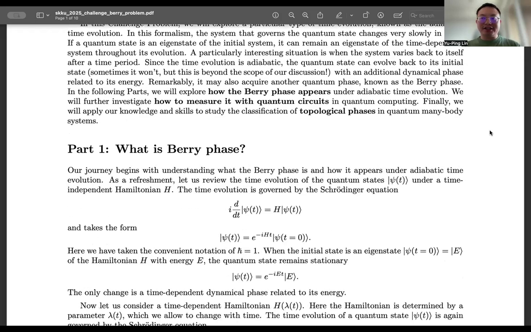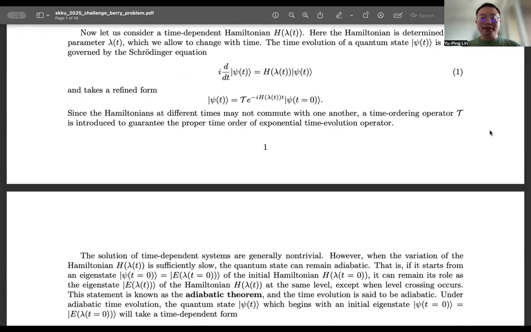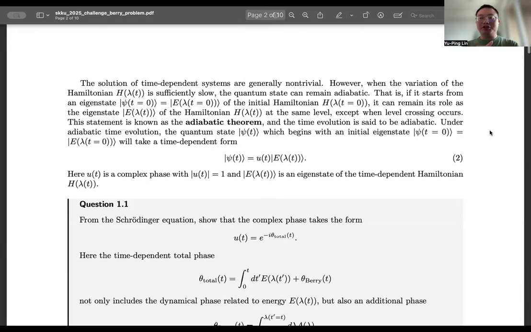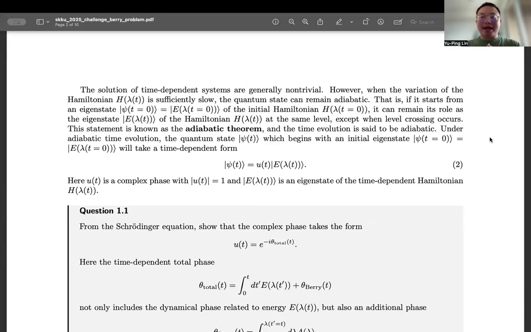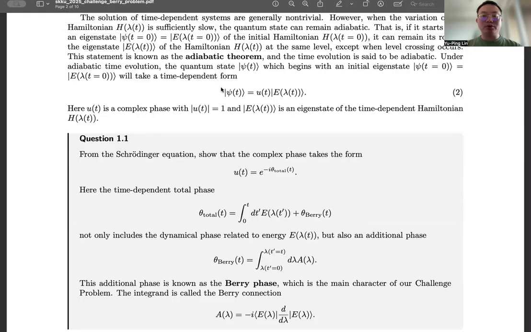So the Berry phase is an important concept in adiabatic time evolution, where the Hamiltonian changes very slowly in time. And if we begin with an eigenstate, the quantum state can remain at the same level of the eigenstate through the time evolution, even if the Hamiltonian is changing. So this is called the adiabatic theorem. And so the quantum state will take the form.